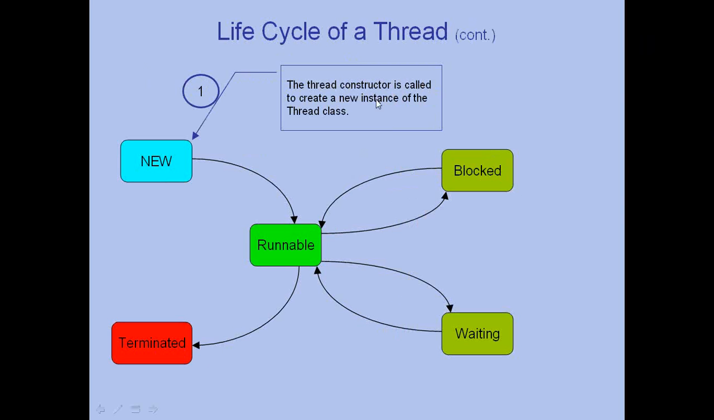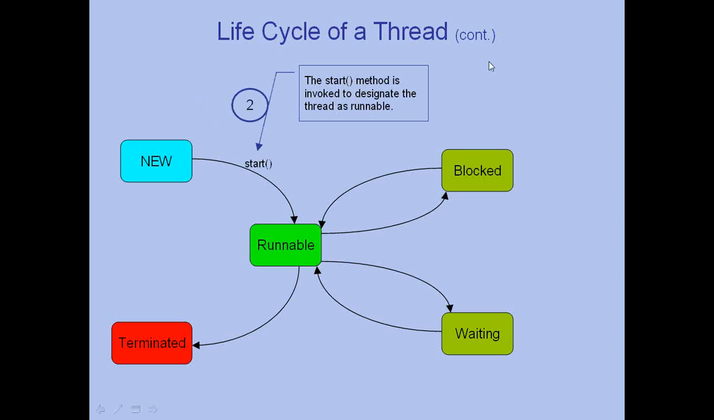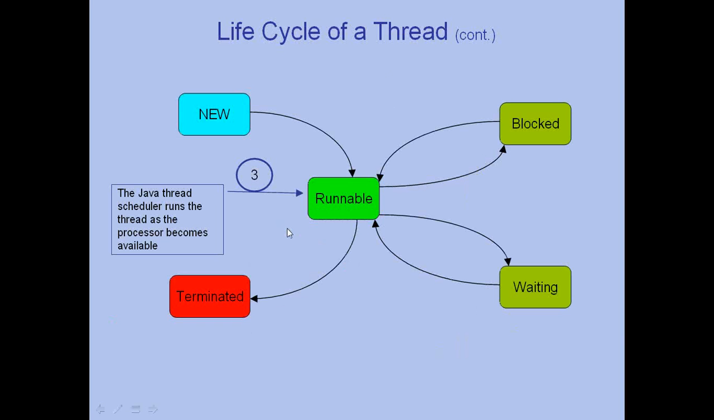The thread constructor is called to create a new instance of the Thread class, and when the thread constructor is called, the thread will be in new state. That is step number 1. And when the start method is invoked to designate the thread as runnable, it is now in runnable state. This is step number 2. And the Java thread scheduler runs the thread as the processor becomes available, and it goes from runnable to running.